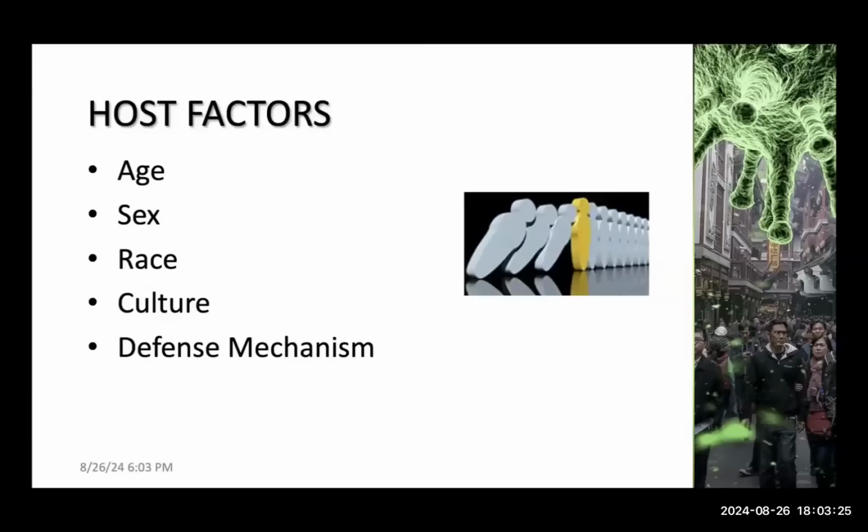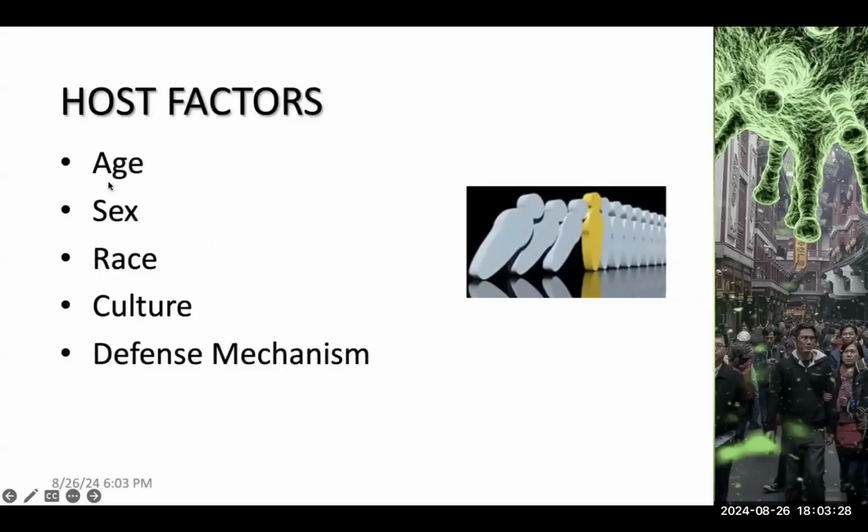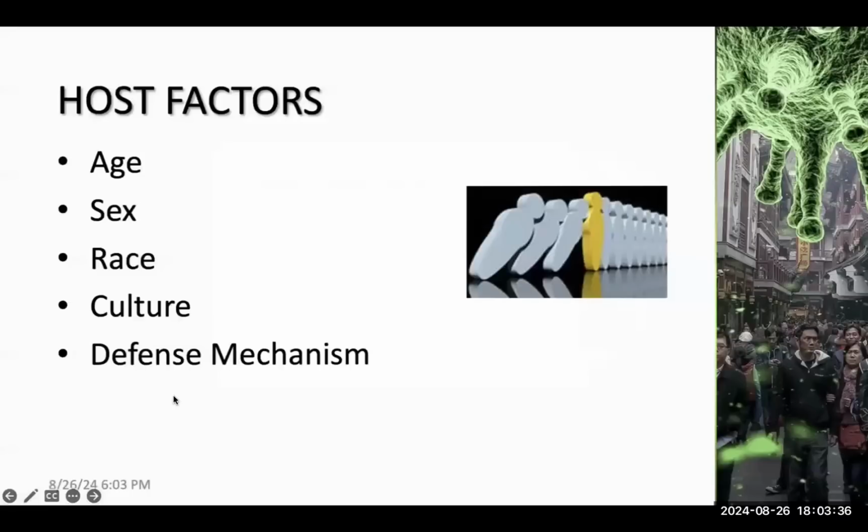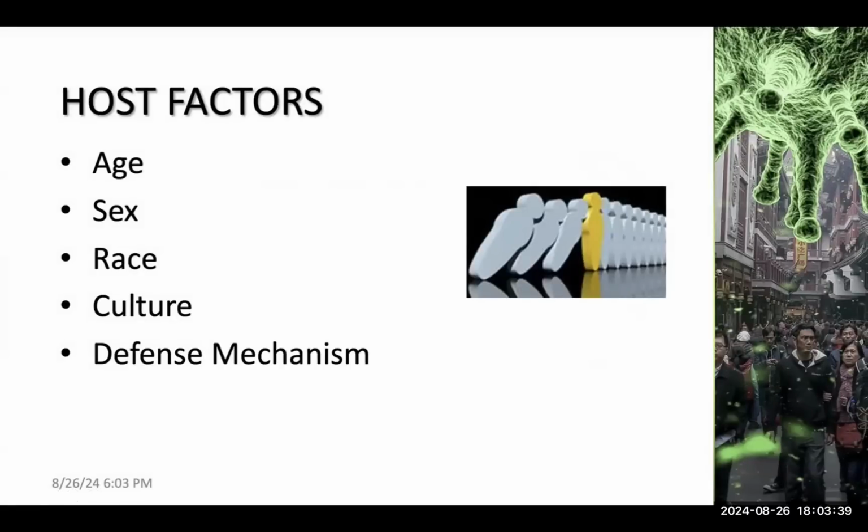So after the portal of entry, we go to the host factors or the susceptibility of the host. The host factors include age. We're all aware that different diseases vary depending on the age. Some diseases, especially infectious diseases, will affect the young and the old as compared to those in the middle ages, or the adults. So diphtheria and measles occur mostly in children because of absence of immunity. And schistosomiasis is observed more among adults.